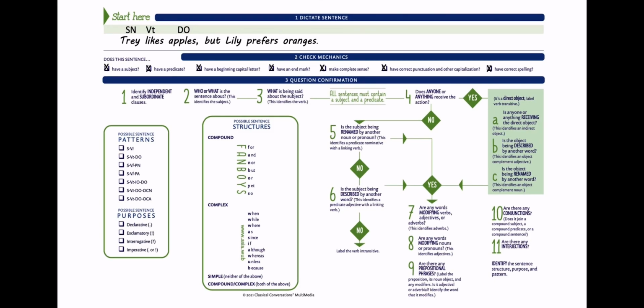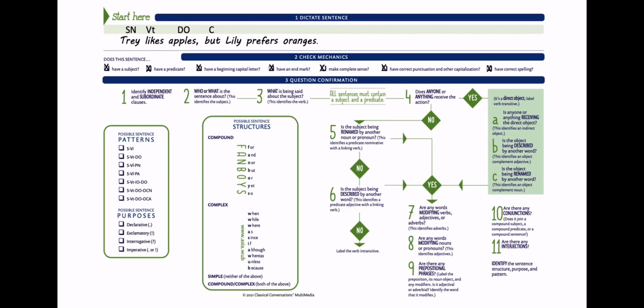Now we move forward to question 10. Are there any conjunctions? If we look at our complete model sentence, the answer is yes. The word but is a conjunction that connects the 2 independent clauses in our model sentence together. To note this, we will label our conjunction with a letter C. Our final question is, are there any interjections? In our model sentence, there are not.